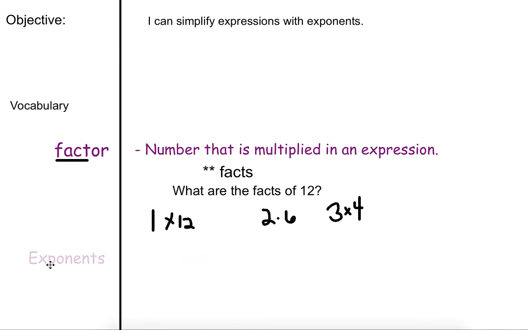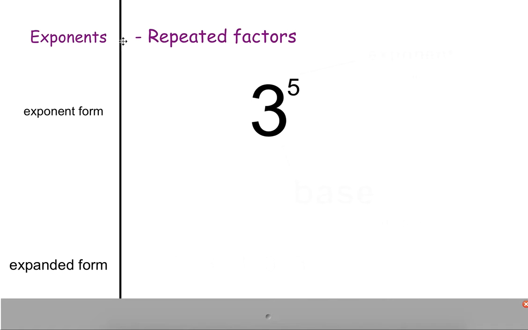Our next vocabulary word is exponents, and that's what we're going to be focusing on today with our I can statement. Exponents are repeated factors. So you're going to continue going down with your notes as I turn the page. So here we are, repeated factors. So let's look at it.